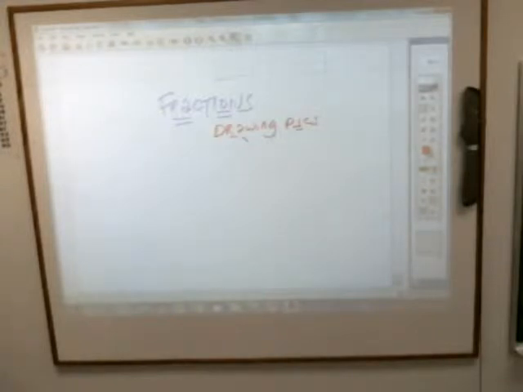Sage. Sage is going to give you the lesson about drawing pictures for fractions. Draw pictures because it helps. See, look at Sage knows all about it.